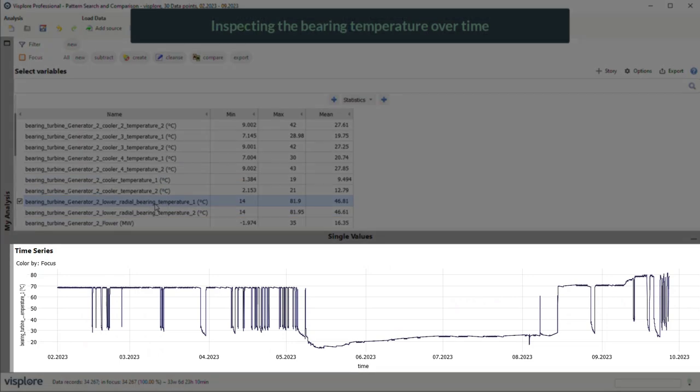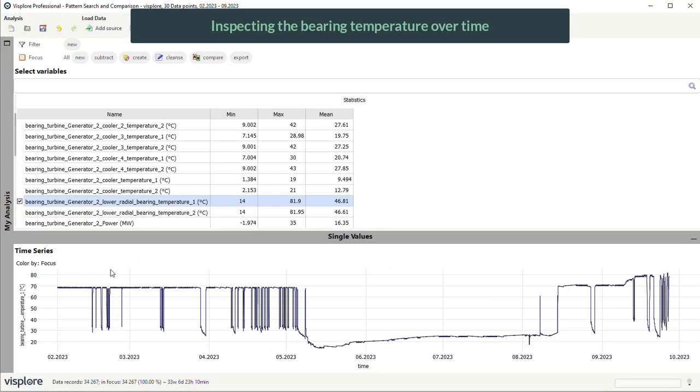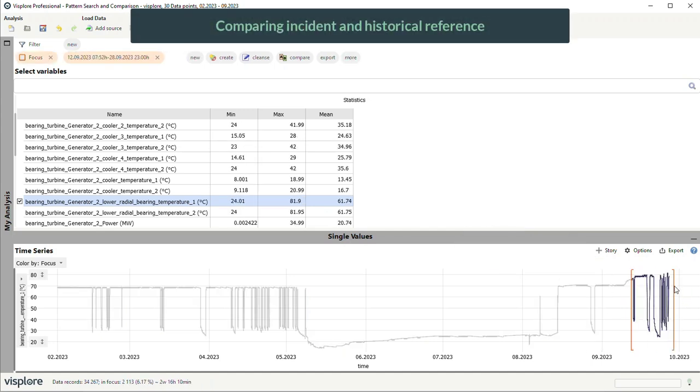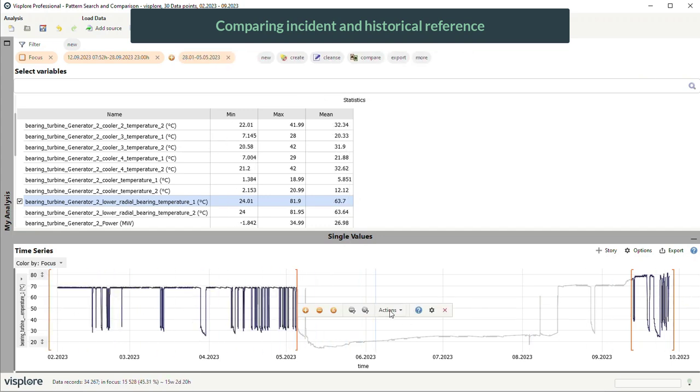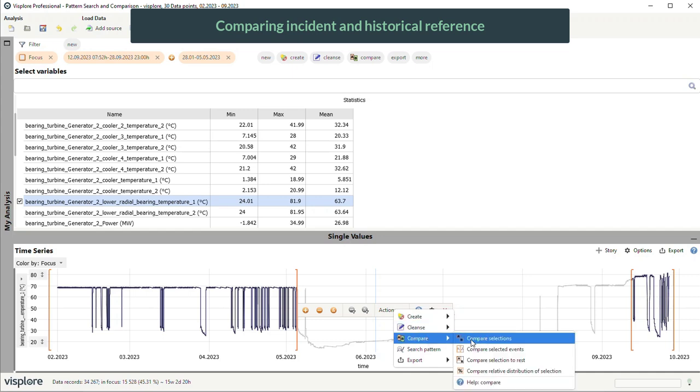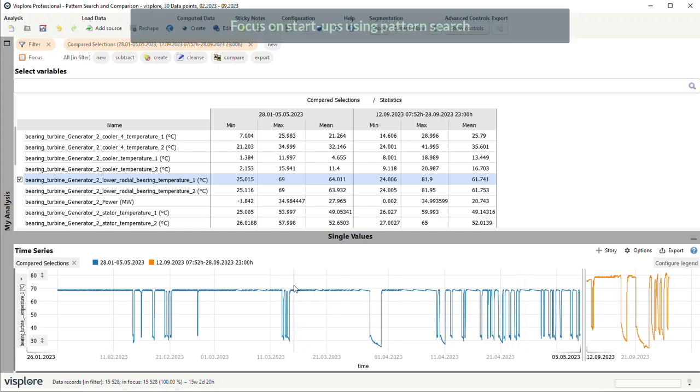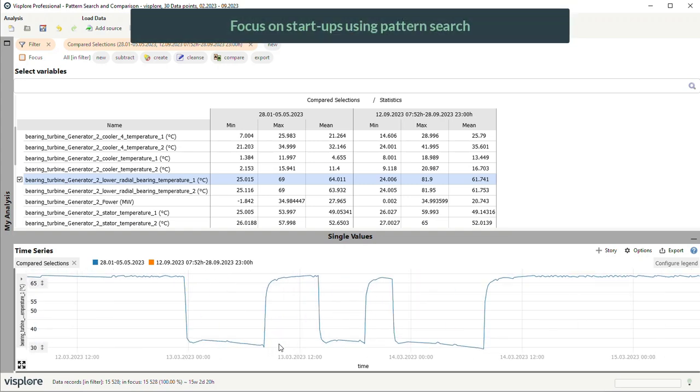Here we see the bearing temperature. First, normal operation, then a long standstill in summer for some renovations, and then the abnormal heating happened after this startup here. So the period after the incident was compared with a period of normal operation. The periods are distinguished using colors. And now we want to focus only on the startups and the time after.